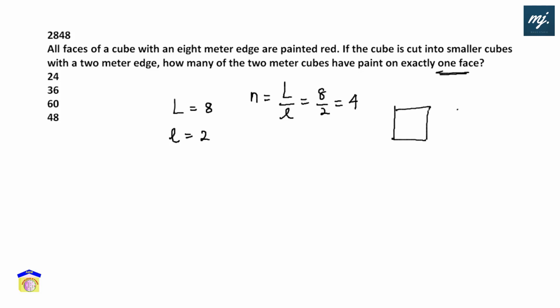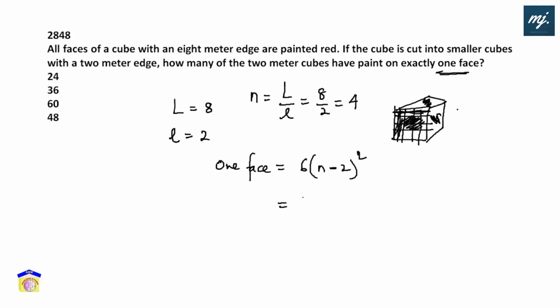Now, how many of the 2 meter cubes have paint on exactly one face? If this big cube has been cut into smaller cubes, then one face painted cubes are always on the faces of the cube. So one face painted cubes formula is simply 6 into (n minus 2) whole square, because we have got 6 faces, and on each face, if we deduct this row and this column, the formula will become 6 into (n minus 2) whole square, where n is equal to capital L by small l.